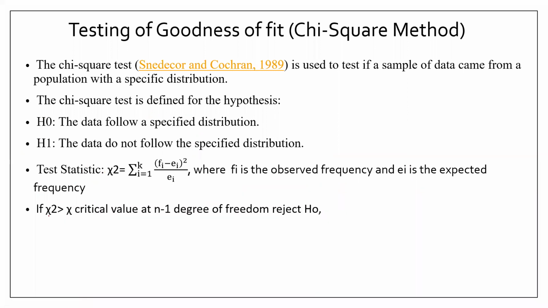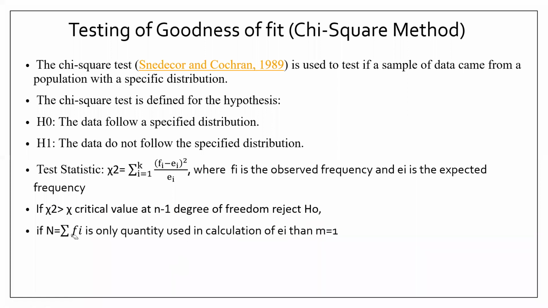As I've mentioned, if the value of chi-square is greater than the chi-square critical value, where the degree of freedom is n minus 1, the standard degree of freedom we have taken, then we have to reject the hypothesis. Always remember, whenever it is greater, we reject the hypothesis. If it is lesser, then you accept the hypothesis.